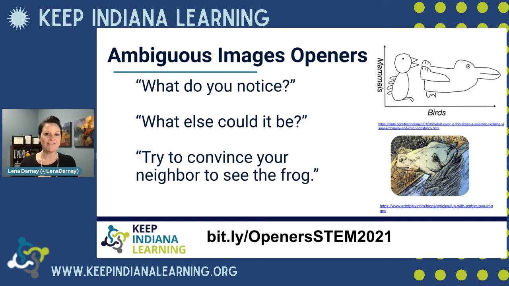So if you could have them look at an image like the frog that also could be a horse, they would have to support with context clues, evidence, give some really clear indicators as to why they are making one choice over the other.